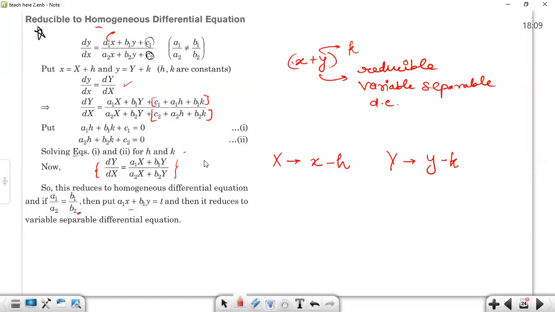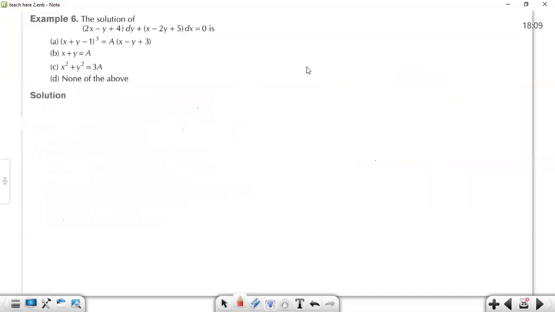Further on, we will make the function in terms of the variables y over x or x over y. In the variable separable method, we were doing this. So the gist is this only. Clear? Yes, sir. Moving ahead, then there's an example.